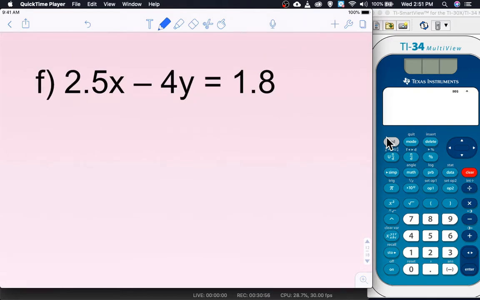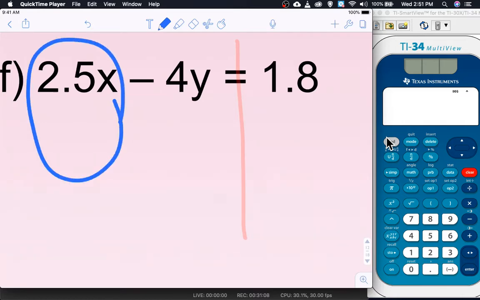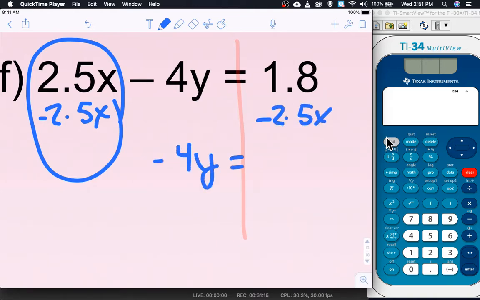Now, the problems can be uglier as well. Look at this one. The steps, though, oopsie, that's okay, are pretty much the same. I'm going to start by getting rid of the add and subtract first. I'm going to subtract 2.5x on both sides. I get negative 4y equals negative 2.5x plus 1.8.